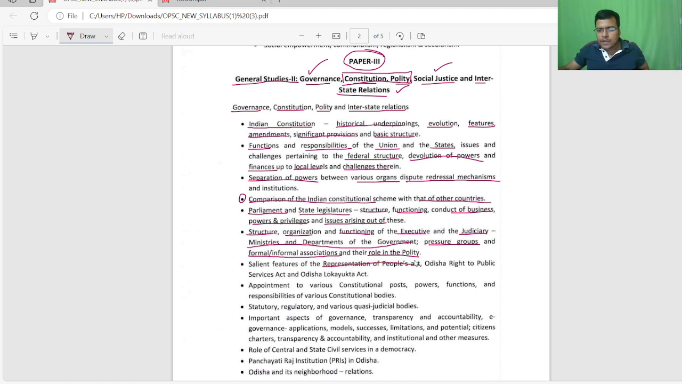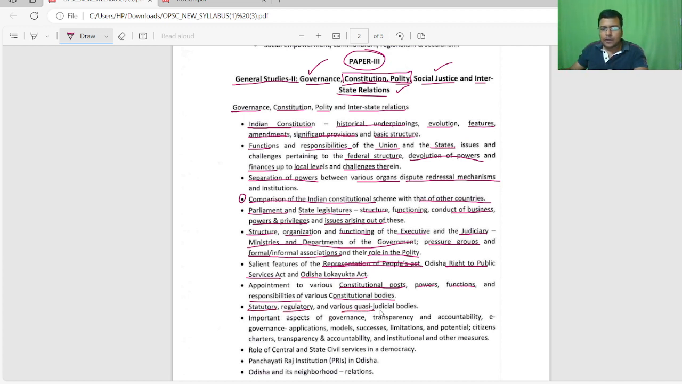Representation of People's Act. This is important. Representation of People Act, Odisha Right to Public Service Act, and Odisha Lokayukta Act. This is added. Constitutional position, power, function, and responsibility of various constitutional bodies. So we have three types of body: constitutional body, non-constitutional body, and statutory body. And there are various constitutional bodies where people are appointed. So how they are appointed, who appoints, what is their power, how they function, everything.